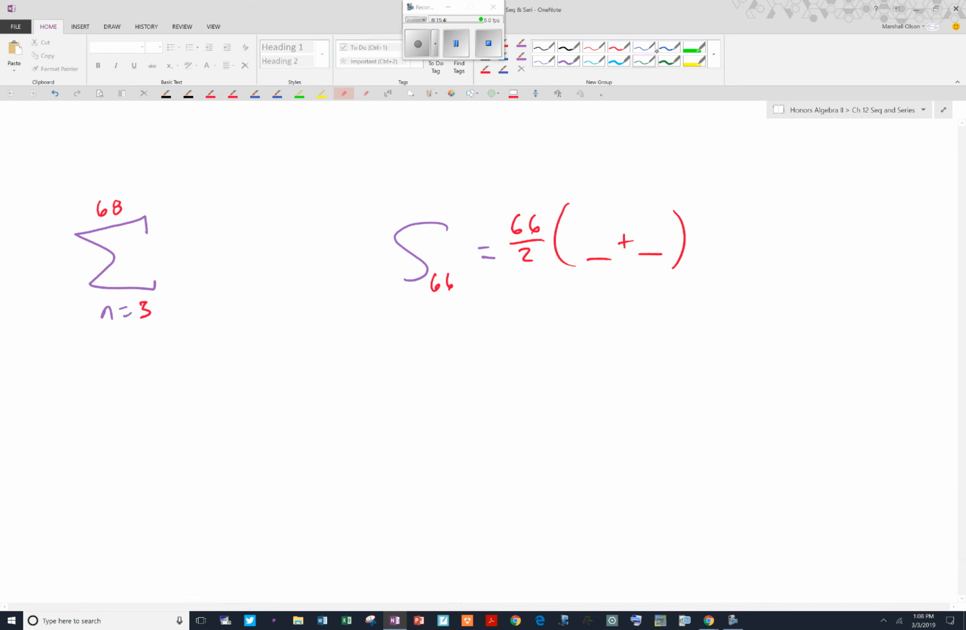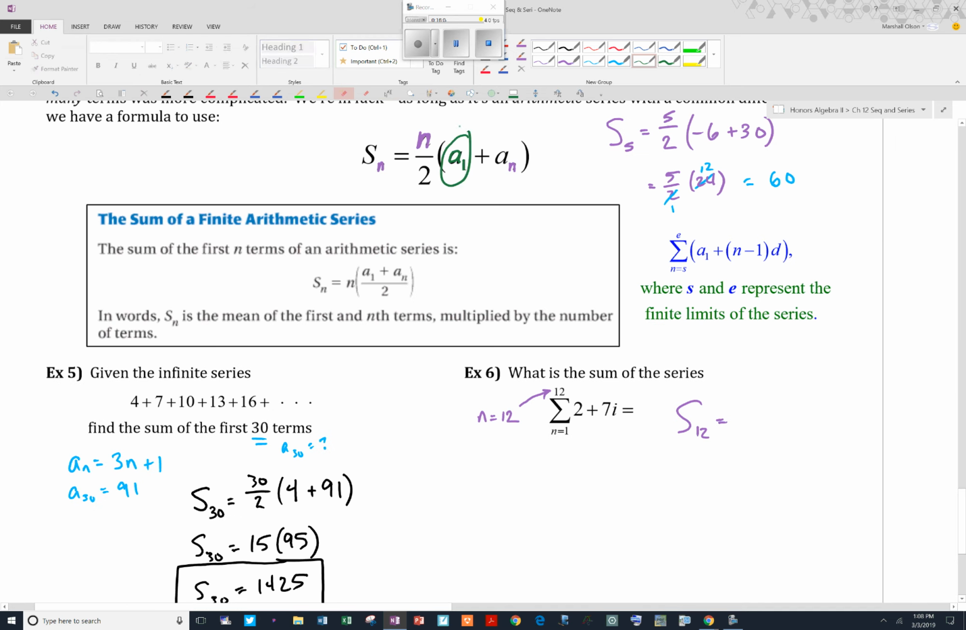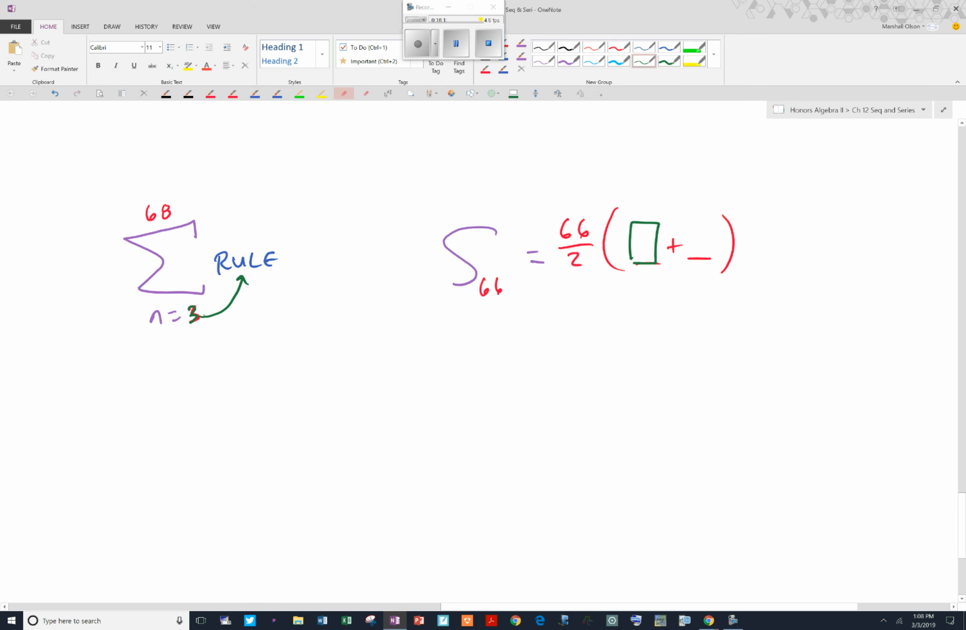Whatever my rule is right here, I'll just write the word rule. So I have some sort of arithmetic rule right there. Remember, this only works for arithmetic series. When I put 3 in, that's what this first thing is going to be. Even though in our formula it says a sub 1, it's the first term in your series. So if this isn't a 1 down here, then the first term is what you find by putting that in. So the first term in this case would actually be a sub 3. And then the last term would be whatever I get when I put the 68 into that rule, so that would be a sub 68.